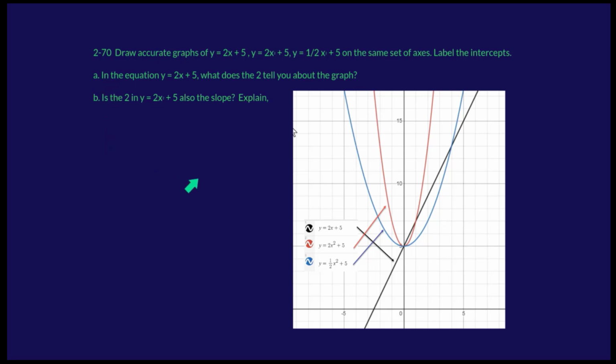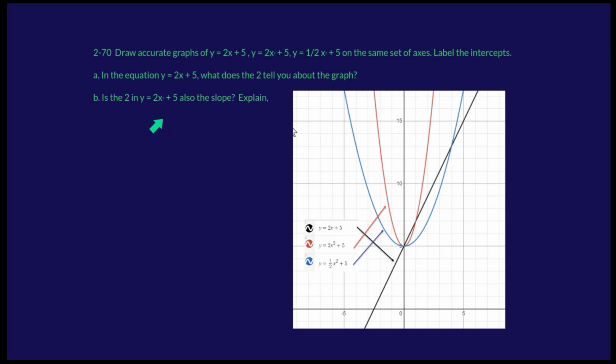The 2 tells you the slope. On a linear equation, we can go up 2 over 1, up 2 over 1, up 2 over 1. That tells us the slope. So that's also in y equals mx plus b form. So that should help you remember that 2 actually is a slope. 5 is our y-intercept, and you can see that's where all of them intersect.